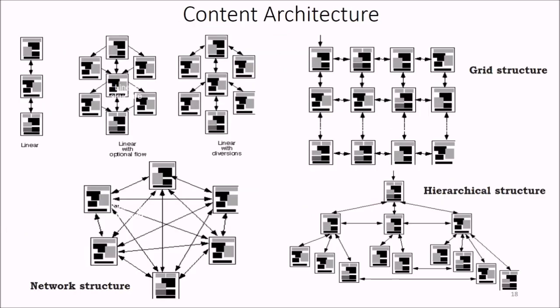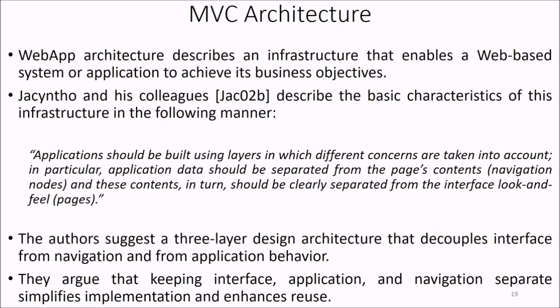This is the content architecture: linear, linear with optional flow, linear with diversions, the grid structure, the hierarchical structure and the network structure. These are the content architectures you may use in a web app. Then we come to the MVC architecture. The MVC and NTR architecture are very common in web app architecture.